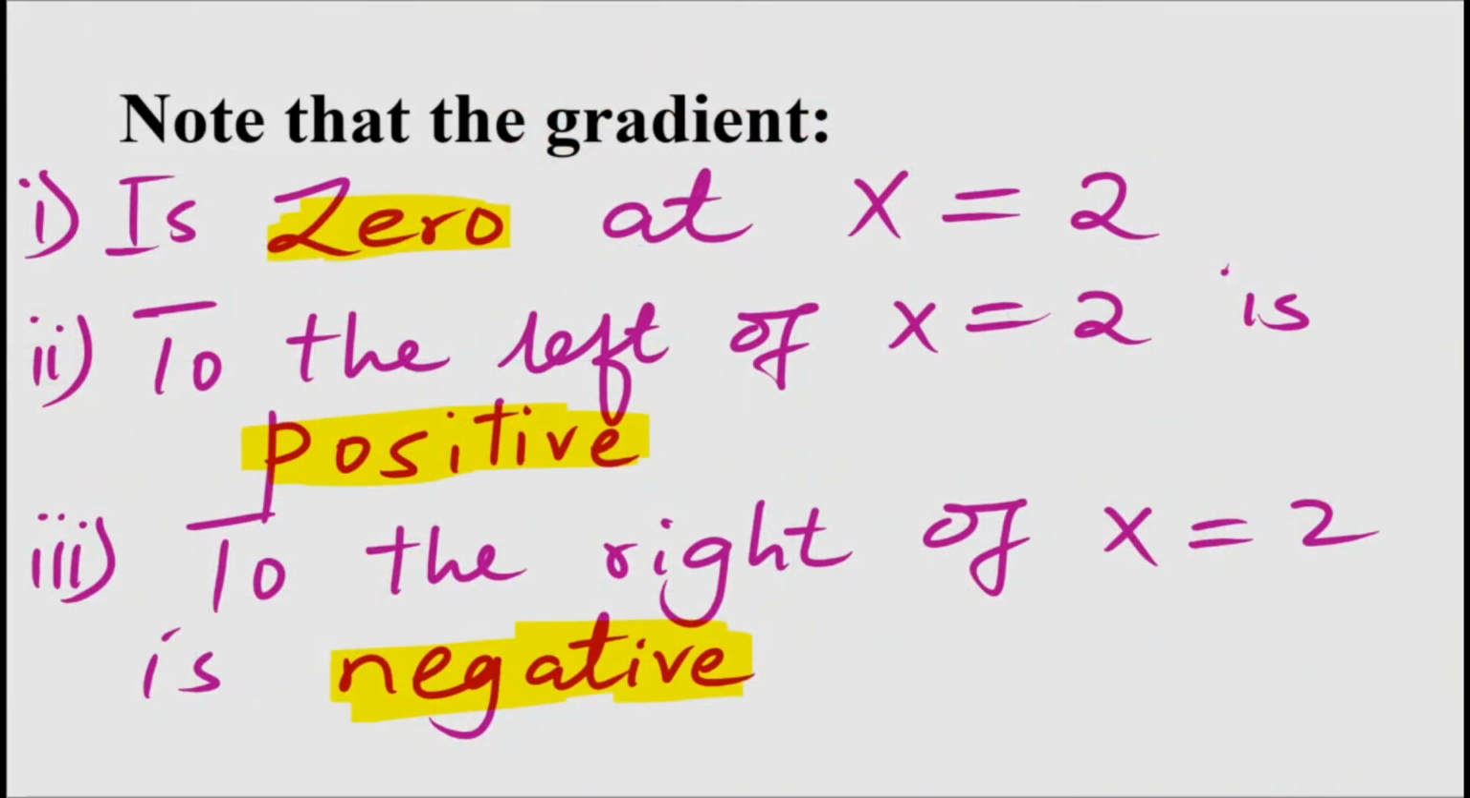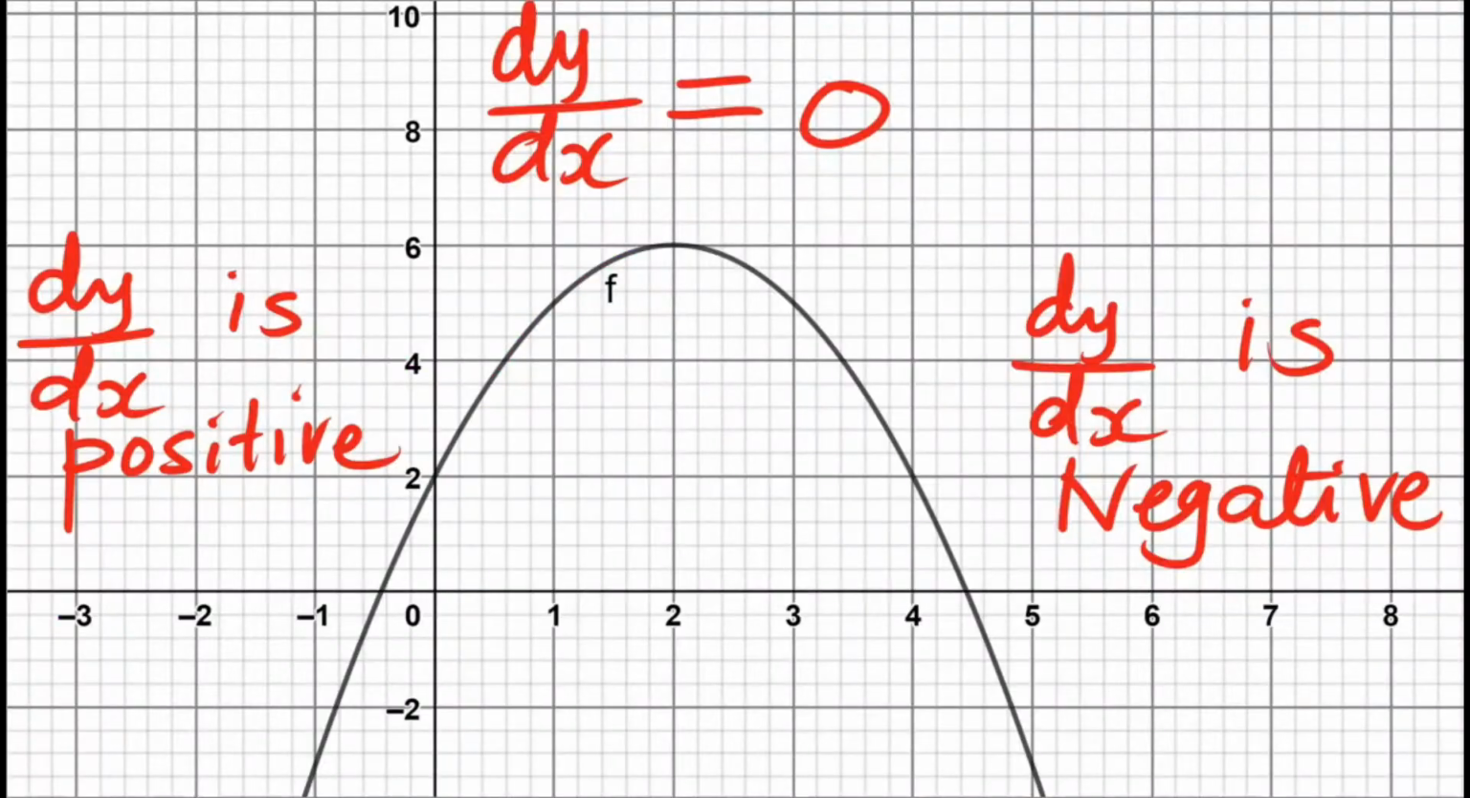Now, this is just a repetition of what we have just observed, that the gradient is 0 at x equals 2. To the left of x equals 2, the gradient is positive. To the right of x equals 2, the gradient is negative. So we can just go back briefly.